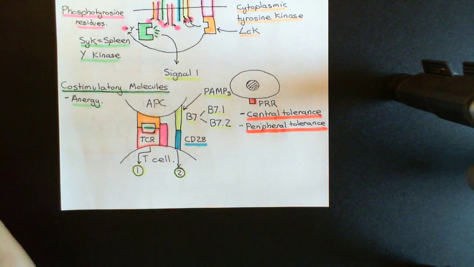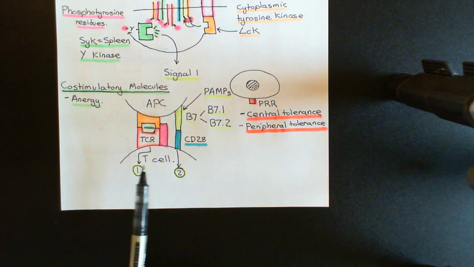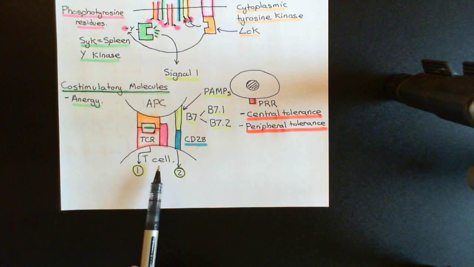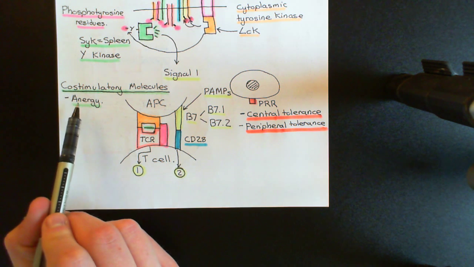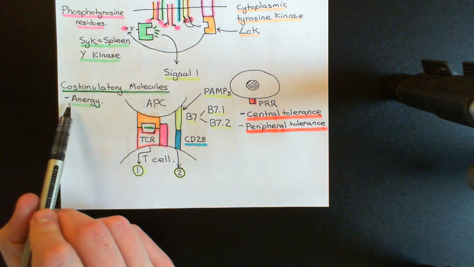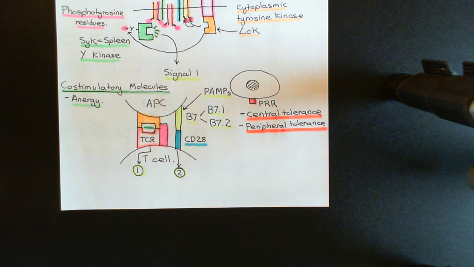So this is a major example of our peripheral tolerance mechanisms: if an antigen-presenting cell attempts to activate a T cell when it doesn't have B7 molecules on its surface, then it will only deliver signal 1 to that T cell, and the T cell will go into an anergic state. It will go into anergy, and it will now never be activated. It can never be activated.